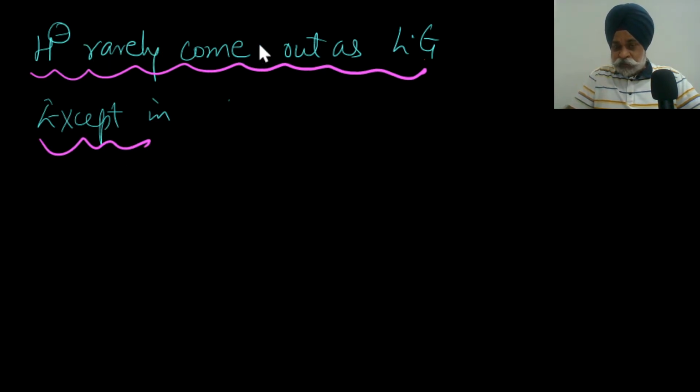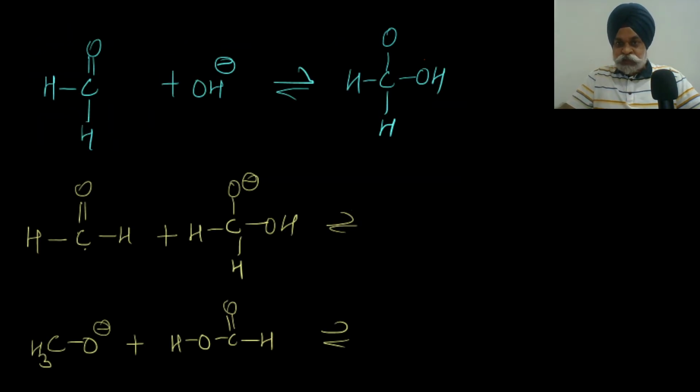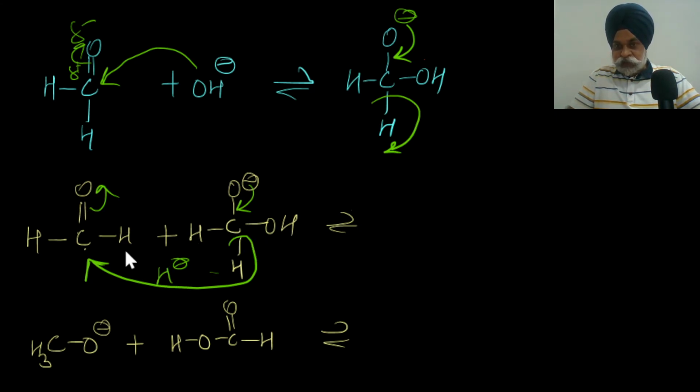H negative rarely comes out as a leaving group except in the case of the Cannizzaro reaction. If you remember from +2 organic chemistry, the Cannizzaro reaction mechanism shows that OH negative first attacks the aldehyde without alpha hydrogen, this bond goes here, this gets a negative charge, and then this throws out H negative, and this H negative, when it comes out, attacks another mole of this. Here we say this is coming out as H negative. H negative as a leaving group is attacking the next entity. So this you always have to keep in mind.